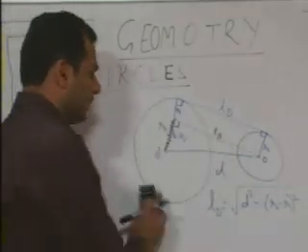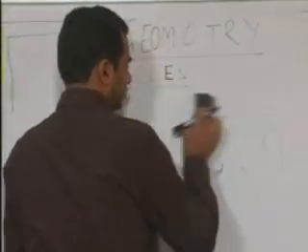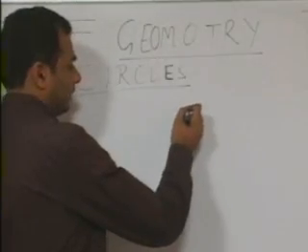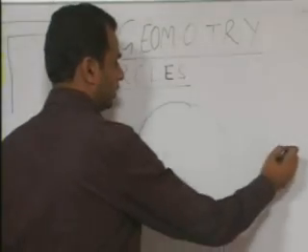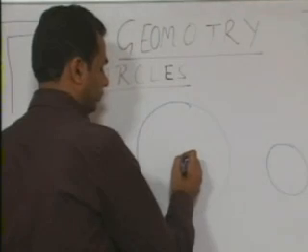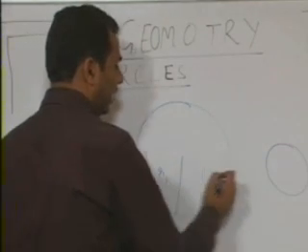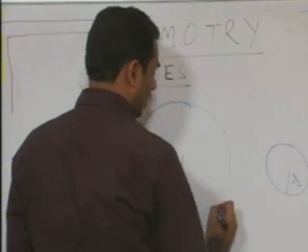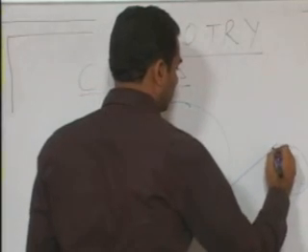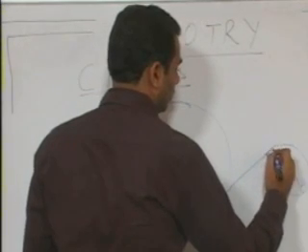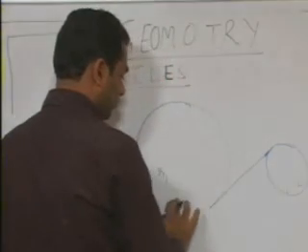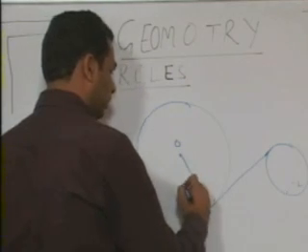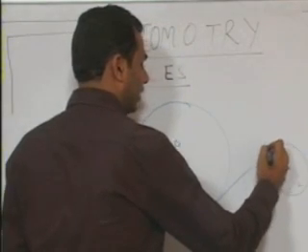Let's move to the transverse common tangent. For example, these are two circles, the radius of this circle is R1 and the radius of this circle is R2. And let's say this is a transverse common tangent. So how can we find the length here? Let's say this is the center of this circle and this radius is R1, and this is the center of the other circle, this radius is R2.